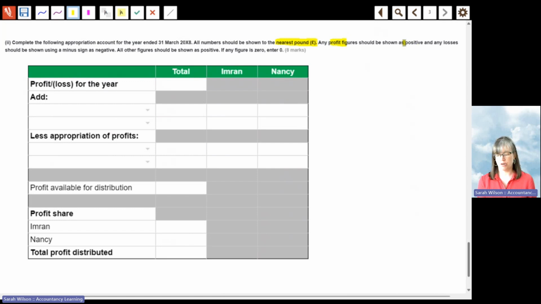Profit figures should be shown as positive. Loss should be shown using a minus sign as a negative. So again, just like the previous section, all other figures should be shown as positive. And importantly, don't miss this out in the exam. If any figure is 0, enter 0.